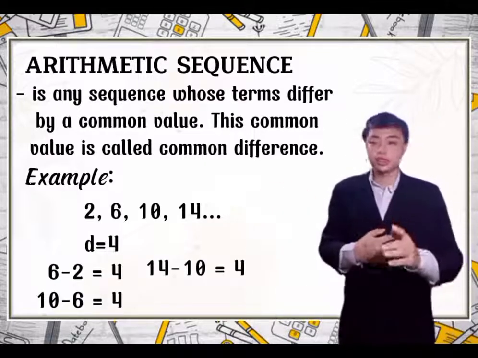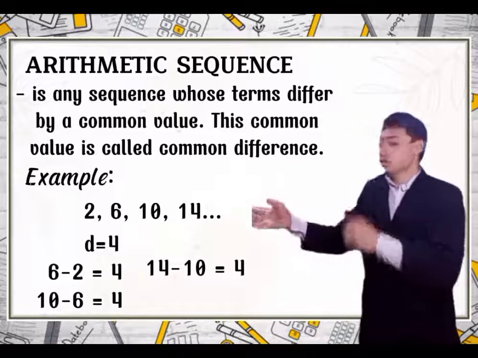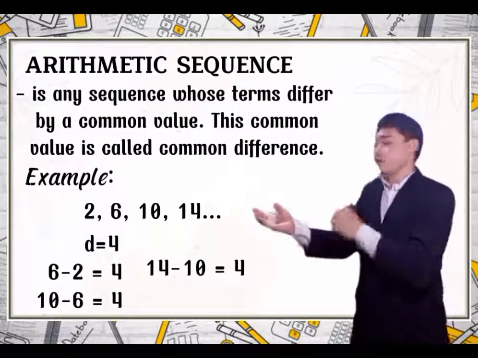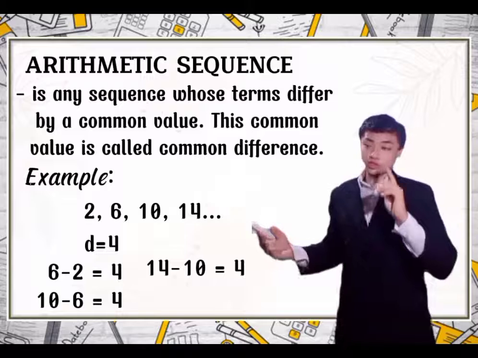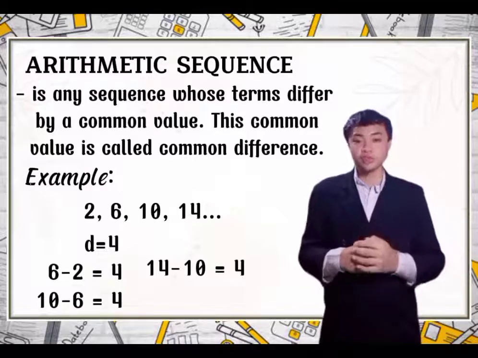Why? It is because when we subtract 2 from 6, it results in 4. 10 minus 6, it results in 4. And 14 minus 10, it results in 4. So therefore, the common difference is 4.